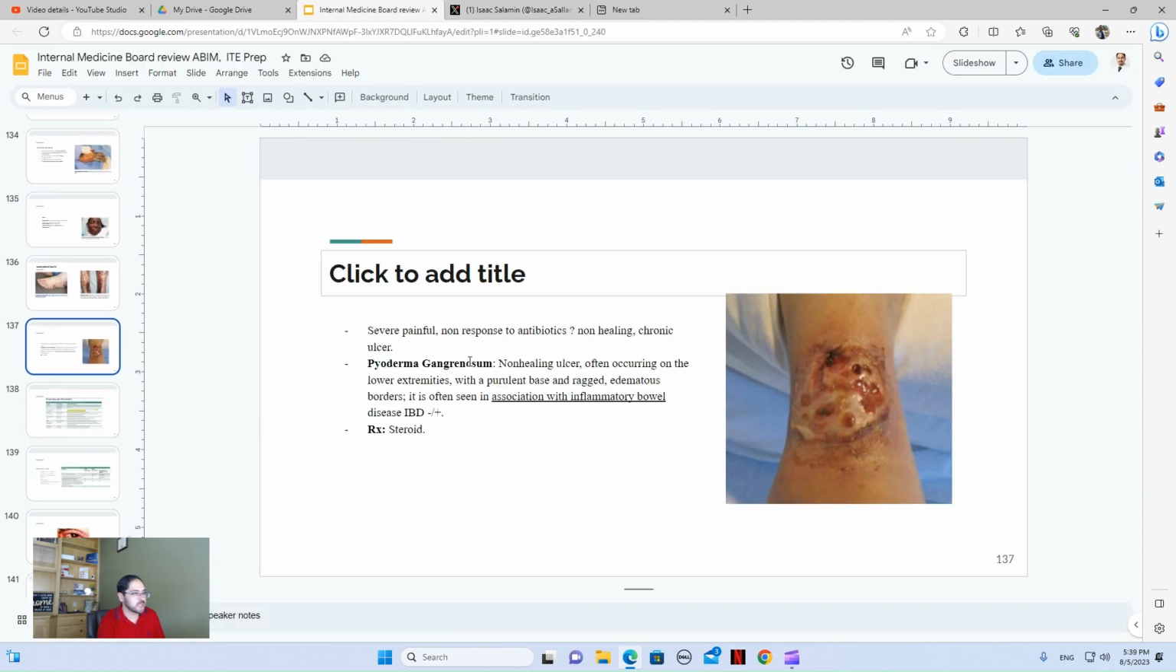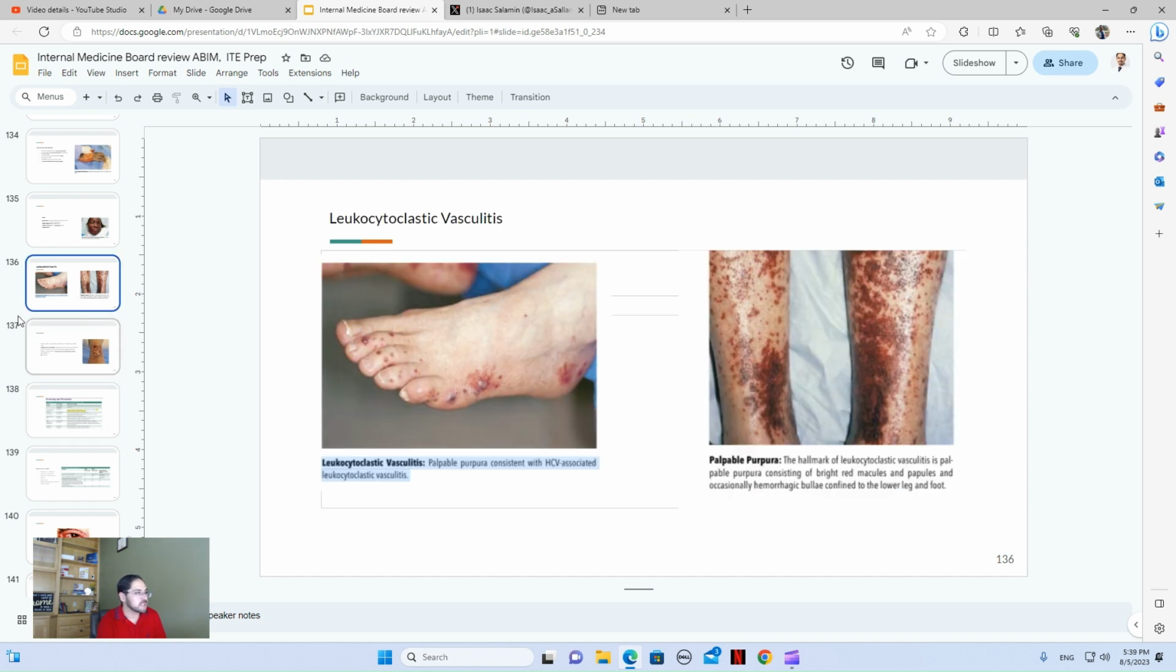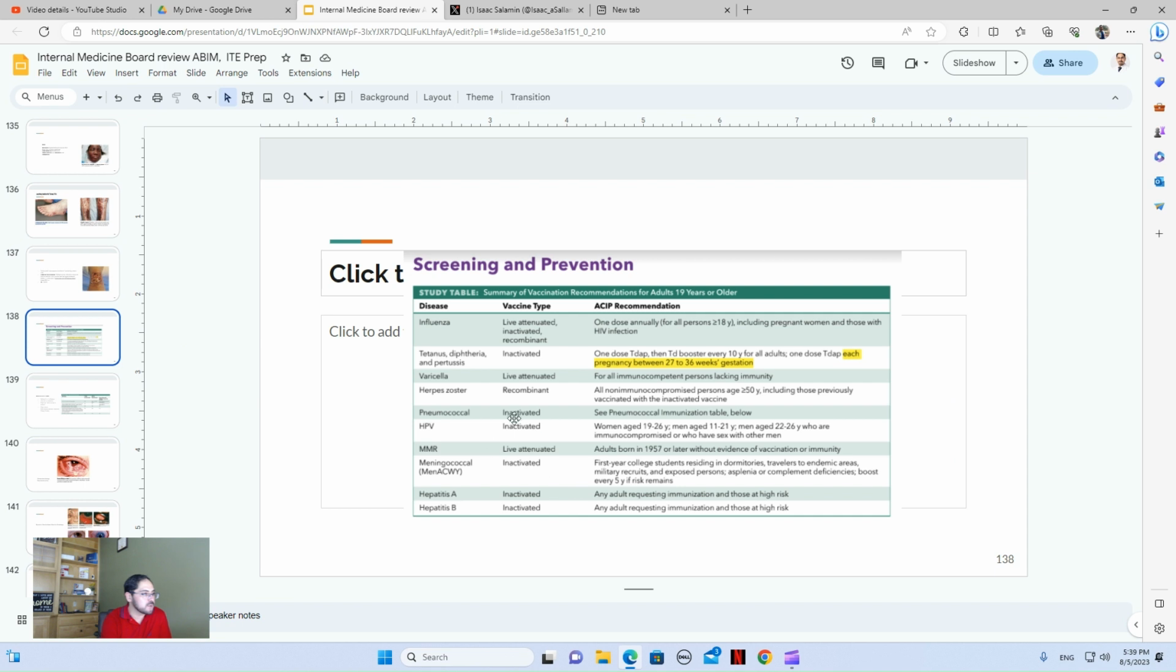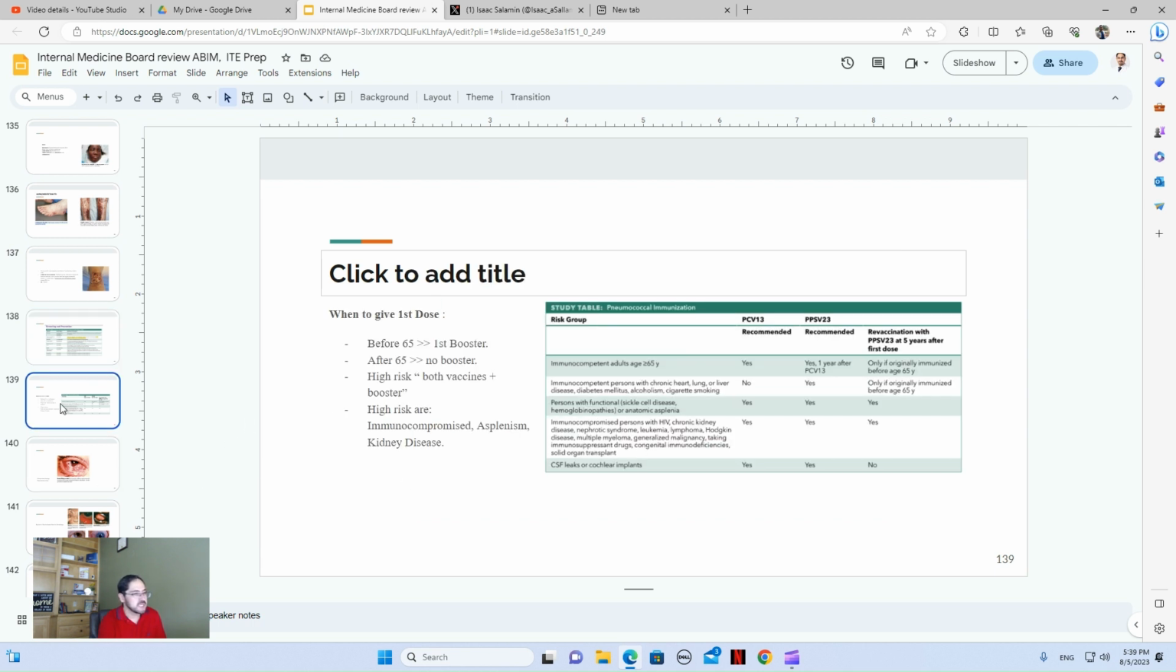Pyoderma gangrenosum, we said that it's a very painful, non-healing ulcer that's not responding to antibiotics. Then you're going to suspect pyoderma gangrenosum. Treatment is steroid. They also like questions about screening and prevention, when to start screening, when to start vaccination for flu, tetanus, herpes zoster. You may have at least one or two questions. You need to understand also pneumococcal infection and when to give the vaccine.